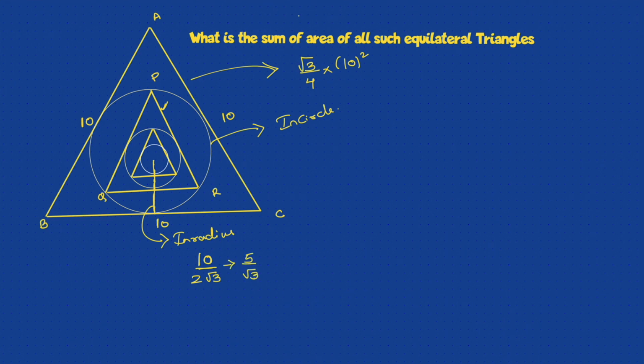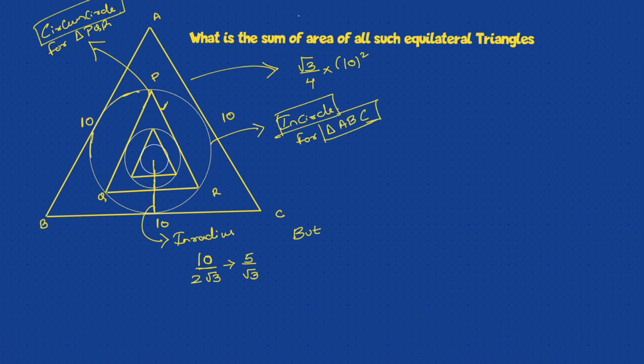5 upon root 3 is the inradius of the circle of triangle ABC. So for triangle ABC, this is an incircle which has an inradius of 5 by root 3, but this is a circumcircle as well for the triangle PQR. Just see, it's an incircle for triangle ABC, yes, but it's a circumcircle for triangle PQR.